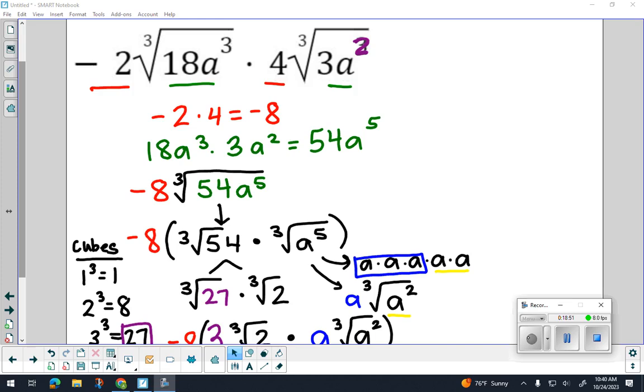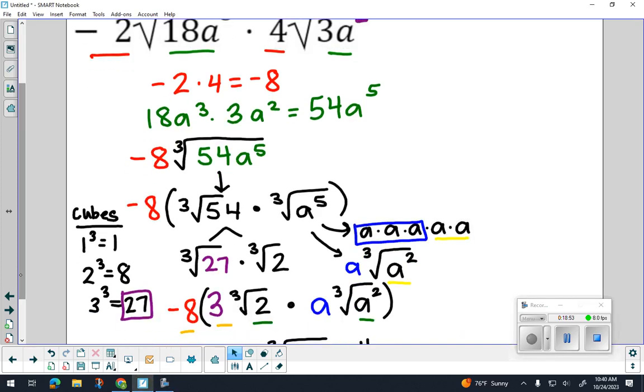Now, once I get there, I put everybody together. And then I realized, remember, I had 2 things underneath the cube root. So let's split it up. So the cube root of 54 times the cube root of a to the 5th. So let's break down the 54. Again, we need to figure out our perfect cubes, write them out, and I can take out 27. So 54 divided by 27 is 2. I know the cube root of 27 is 3, and so that piece of it is done.